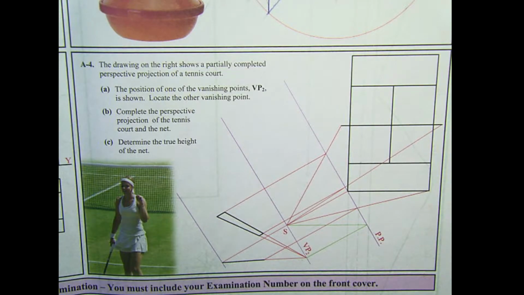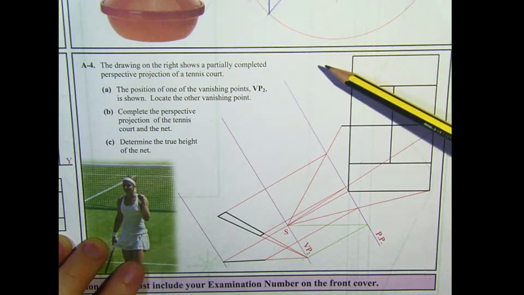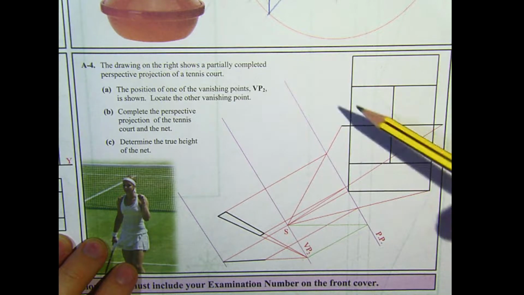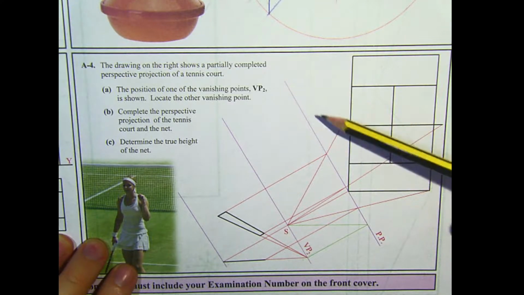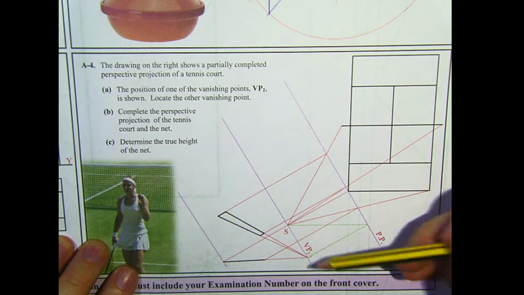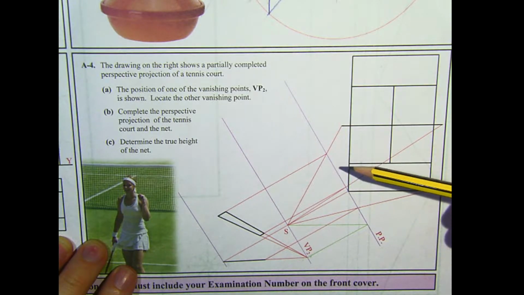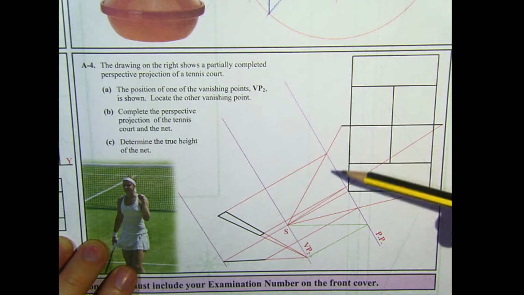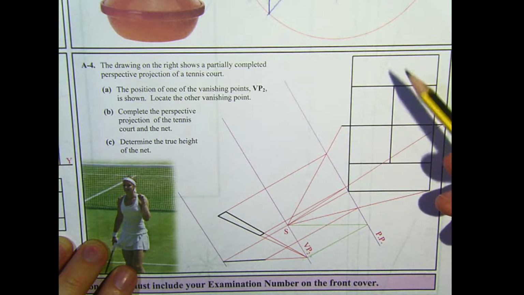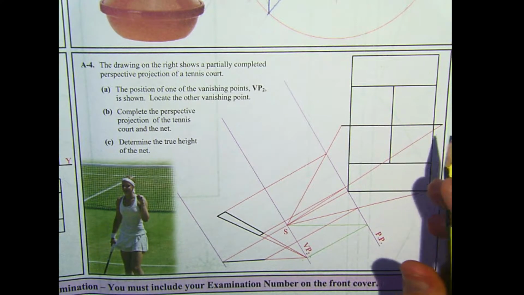Final question on this paper is a perspective question. So the drawing on the right shows a partially completed perspective projection of a tennis court. Part A, the position of one of the vanishing points VP2 is shown. Locate the other vanishing point. Part B, complete the perspective projection of the tennis court and the net. And then part C is determine the true height of the net.